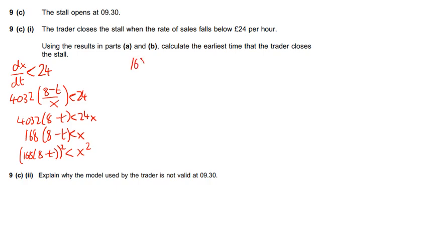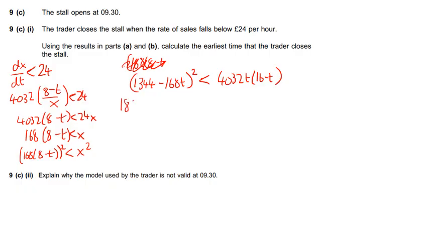So we end up with 168 8 minus t. Well, actually, let's multiply that out. 168 times 8 is 1344 minus 168t. So that was all squared. That's less than x squared, which from part B was 4032t times 16 minus t. Okay, if we do that on our calculators now, we get this horrible expression.